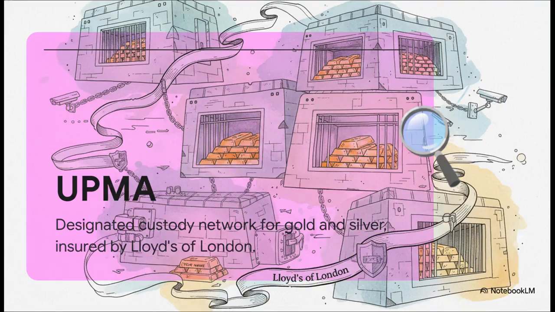So, where do these physical assets actually live? They are secured with the United Precious Metals Association, or UPMA for short. You can think of it as your own personal Fort Knox. It's a network of high-security vaults where your gold and silver are held. They're verified and they're fully insured by Lloyd's of London. And let me be clear, this isn't an IOU. This is your metal in a vault with your name on it.